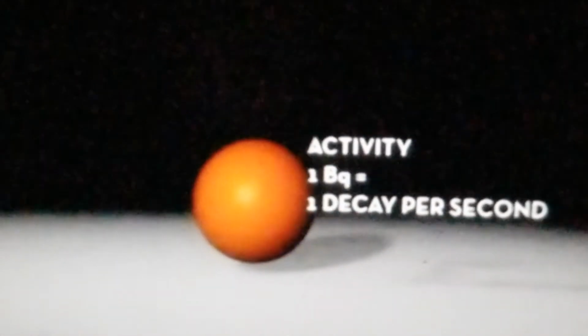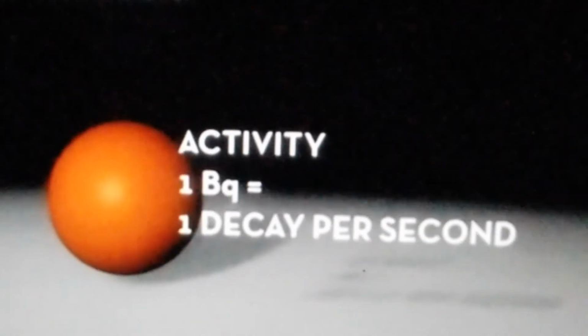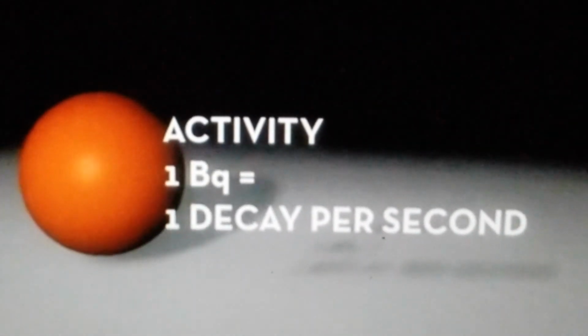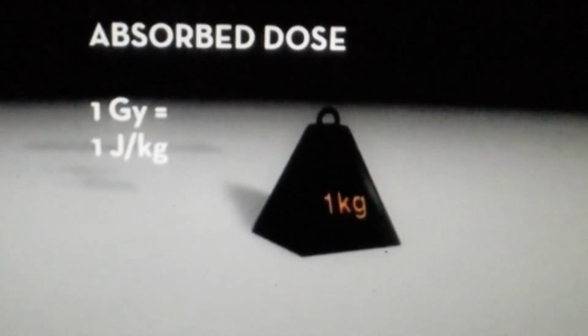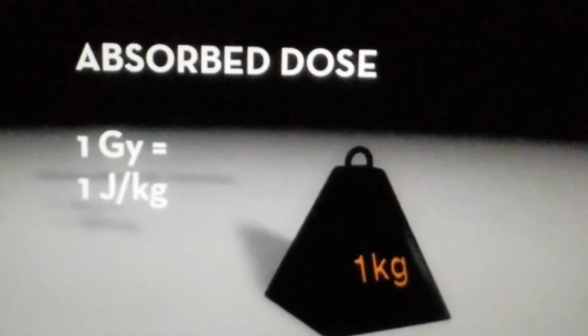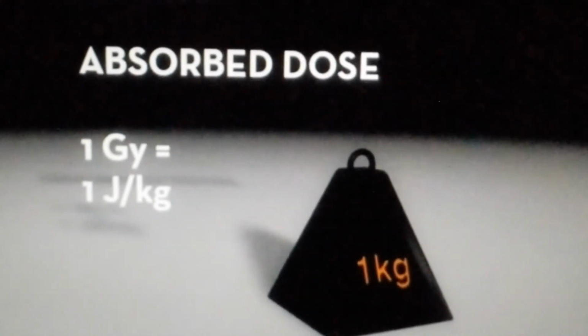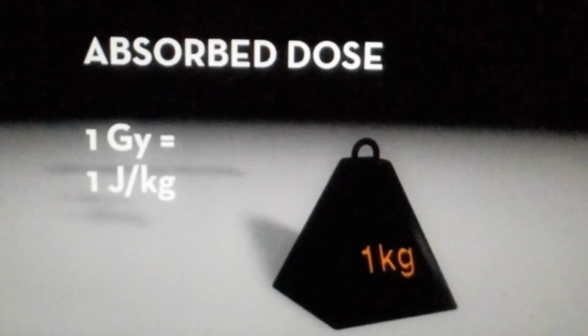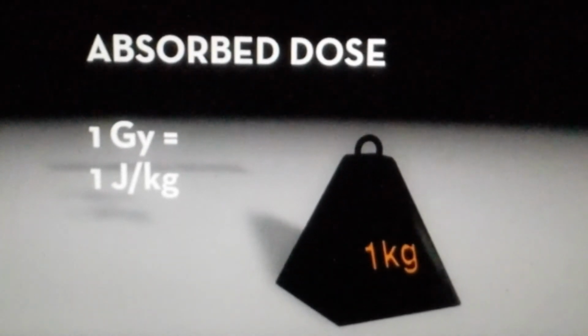Activity is measured in Becquerel, where 1 Becquerel equals 1 decay per second. Radiation releases energy when it hits a human being. Absorbed dose is the amount of energy released into the human being per kilogram of body tissue and is measured in a unit of Gray. 1 Gray equals 1 joule per kilogram.